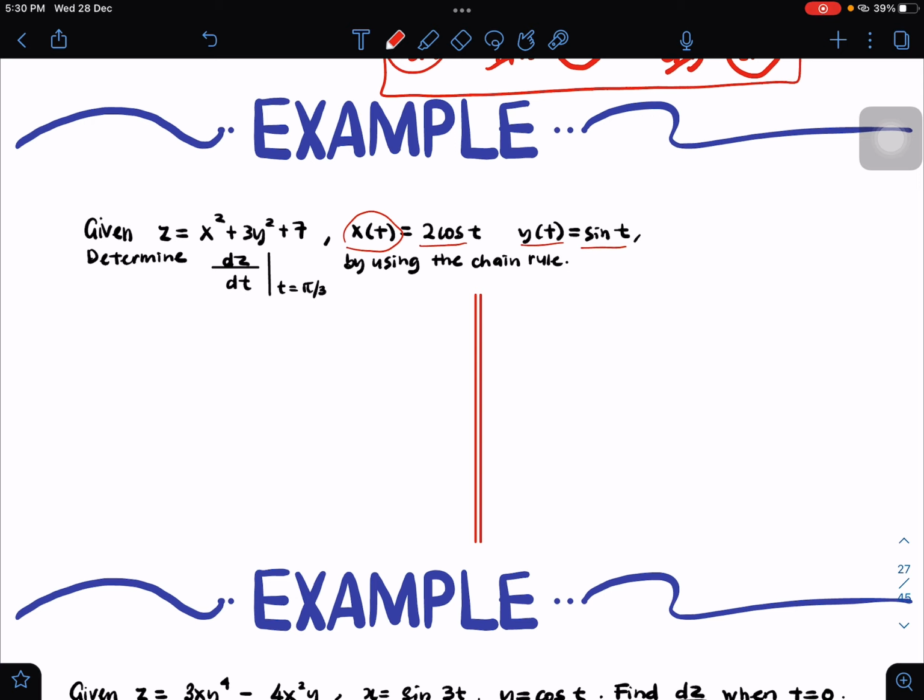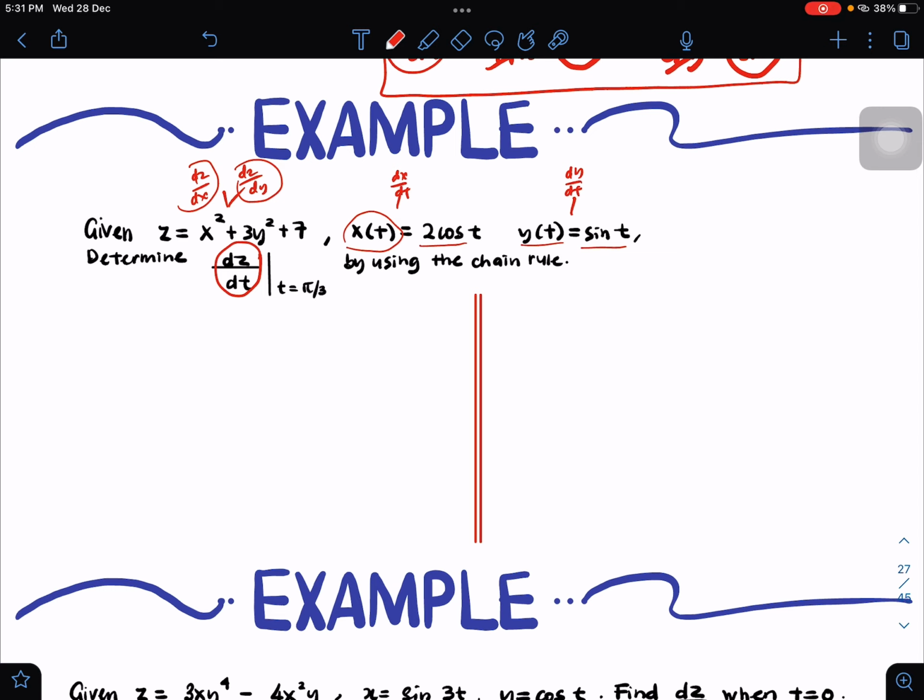Okay, so from here, we can get dx/dt. This one, we can get dy/dt. From here, we can get either dz/dx or dz/dy. Now the question asks us to find dz/dt. From z, we can only get dz/dx and dz/dy. We cannot get dz/dt. So we know now we need to use the chain rule formula.